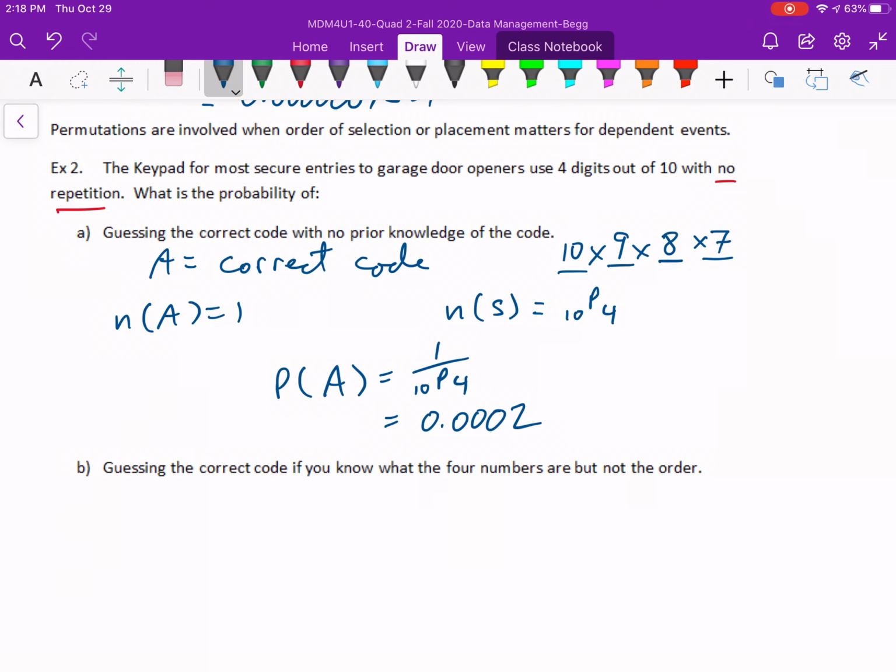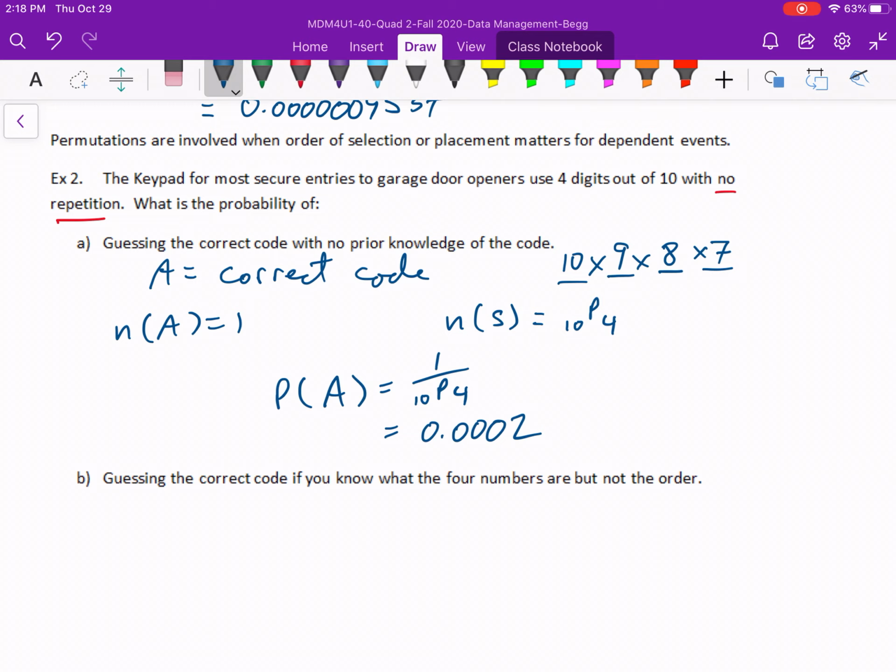Part B, guessing the correct code if you know what the 4 numbers are but not the order. If we know what the 4 numbers are, we no longer have 10 to guess from, do we? We have only 4. We know what the 4 numbers are, we just don't know the order. So we still have our 4 spots, but one of the 4 numbers goes in the first spot, one of the 3 remaining in the second, and then 2 and 1. So it becomes 4 times 3 times 2 times 1, which is 4 factorial. But that's also the same as 4P4.